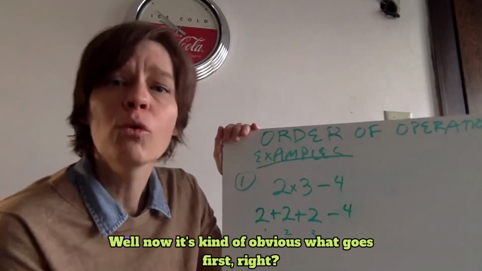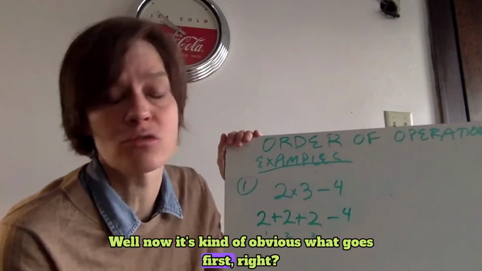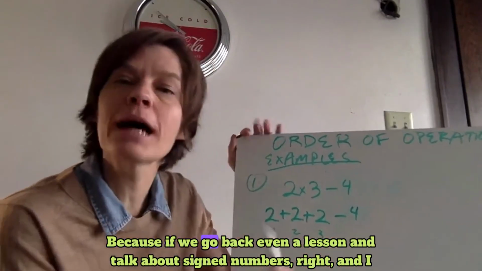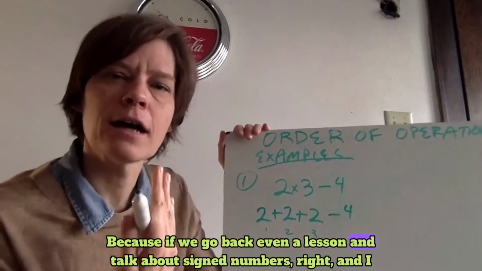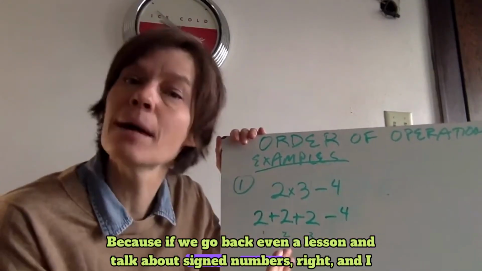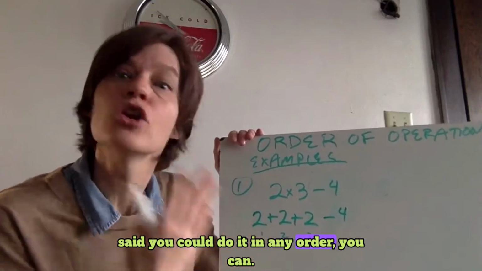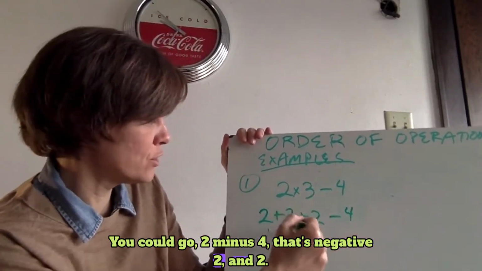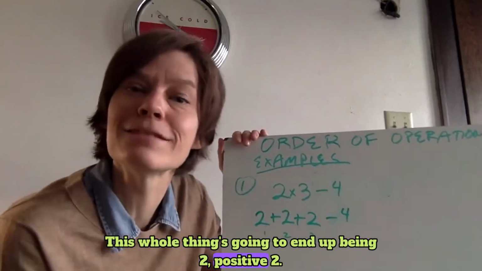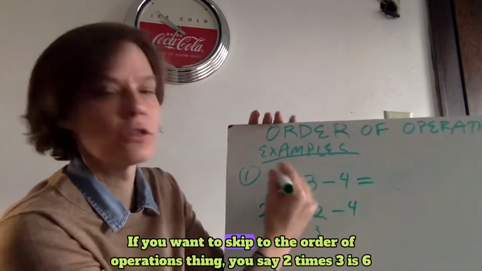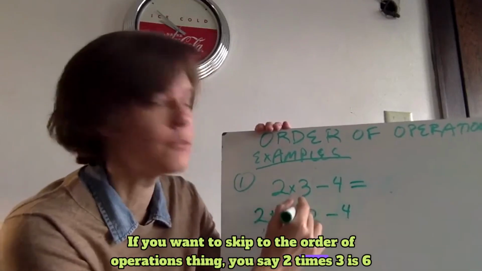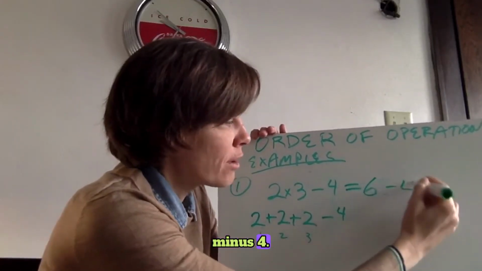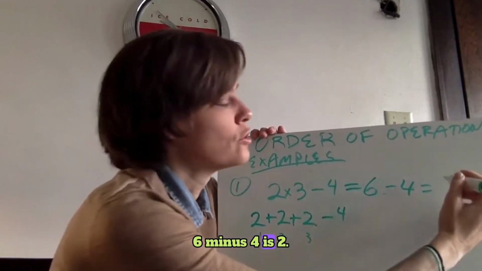Minus 4. Well, now it's kind of obvious what goes first, right? We have to deal with this first. Because if we go back a lesson and talk about signed numbers, I said you could do it in any order. You can. You could go 2 minus 4, that's negative 2, and the whole thing ends up being positive 2. But if you want to skip to the order of operations, you say 2 times 3 is 6, minus 4, 6 minus 4 is 2.